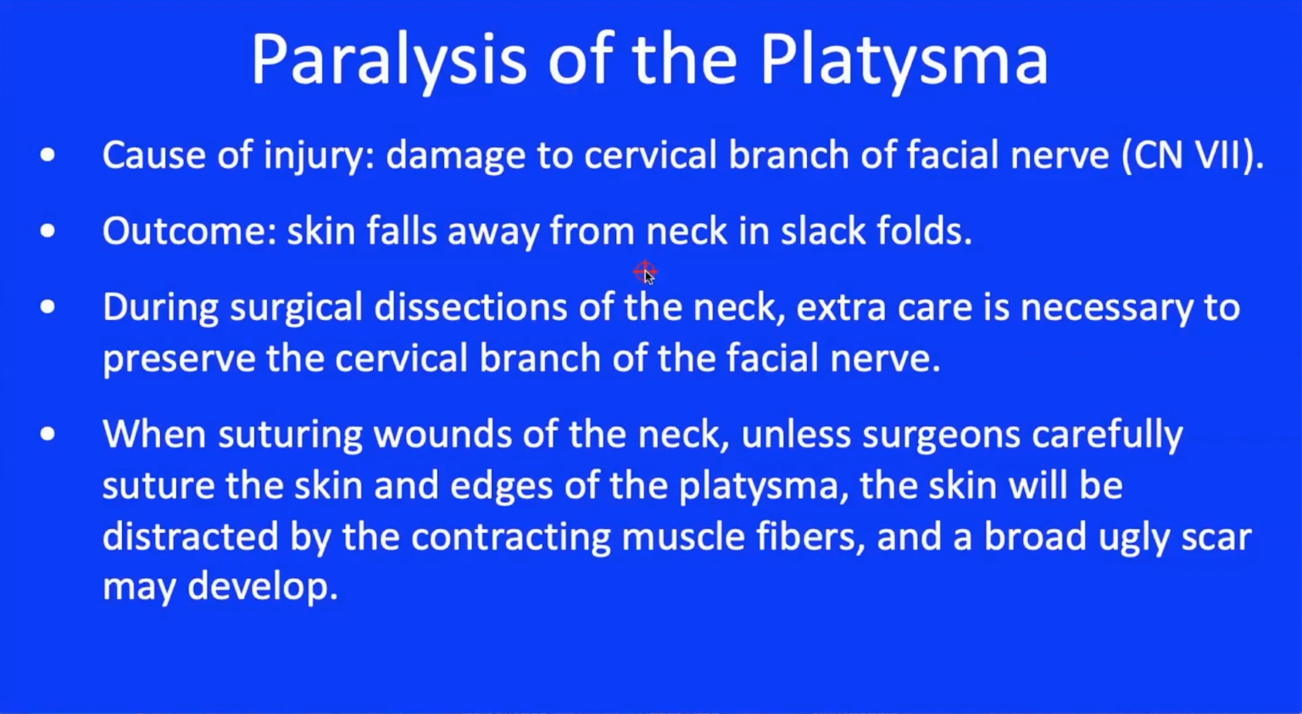Given that this muscle is innervated by cranial nerve 7, it is clear that paralysis of this muscle can ensue when a branch of this nerve is damaged, and what happens is that the skin falls away from the neck in slack folds. This must happen because the platysma is attached to the skin and helps grant support to the skin. Removing this support results in the falling away of the skin.